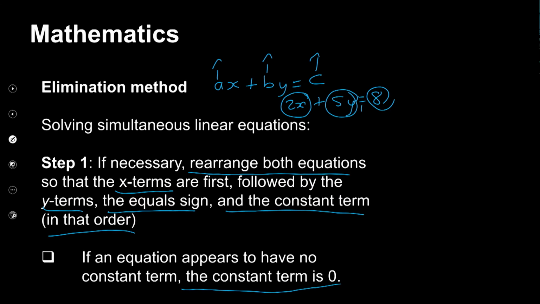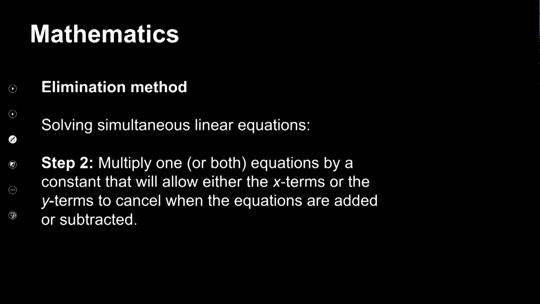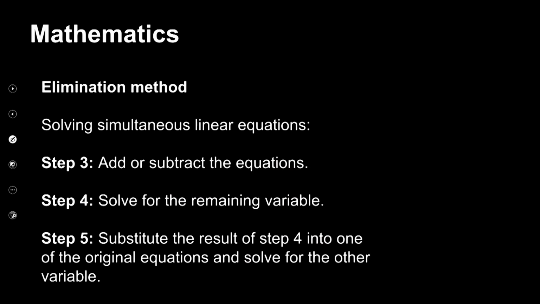If an equation appears to have no constant term, then you know that my constant term is 0. The second step is to multiply one or both of the equations by a constant that will allow you to then either subtract or cancel either the x or the y value, so that you are left with only one variable. But how do you cancel that? You use addition or subtraction. So it's always maybe the first equation minus the second one, or the second one minus the first one, or adding both of them so that one variable cancels.